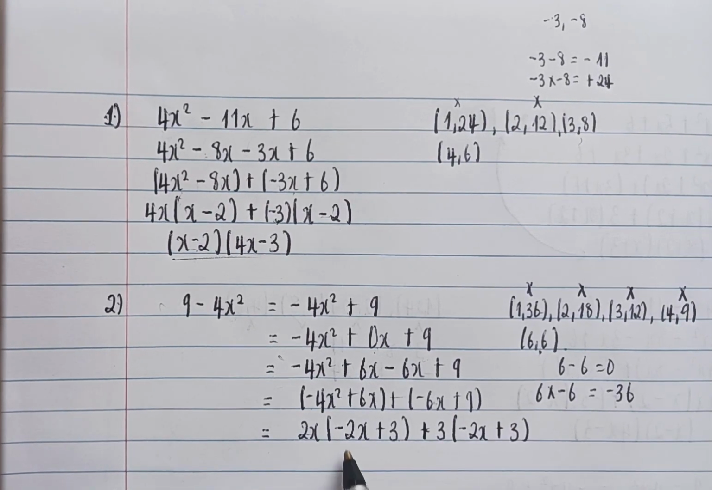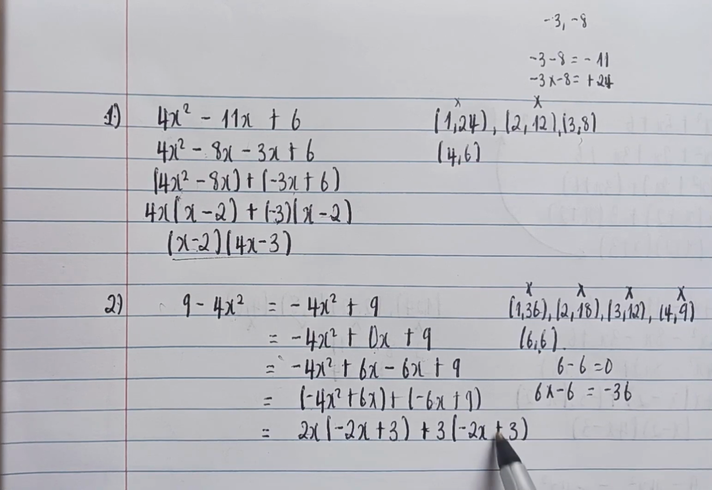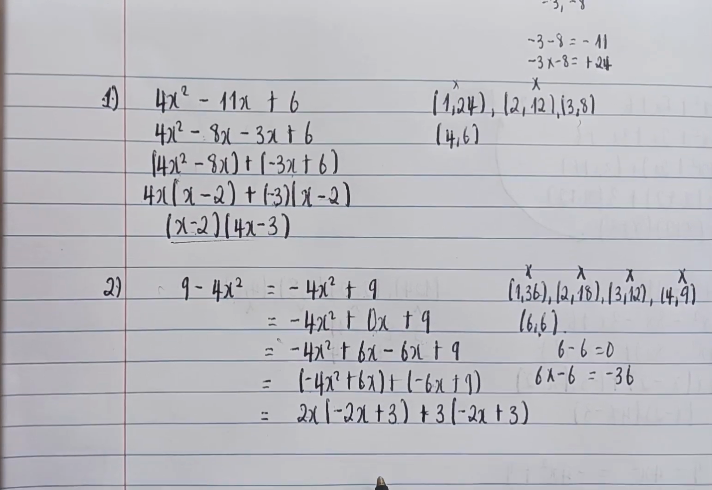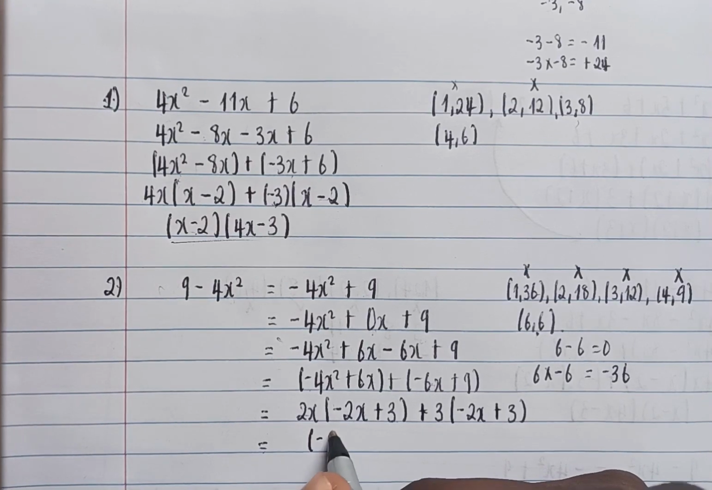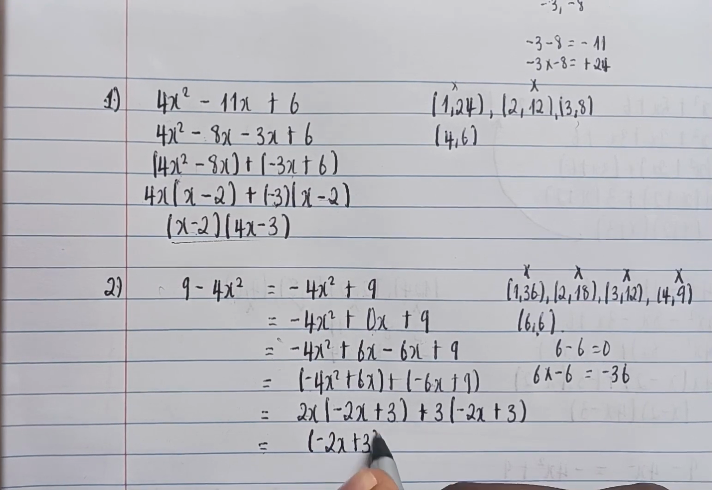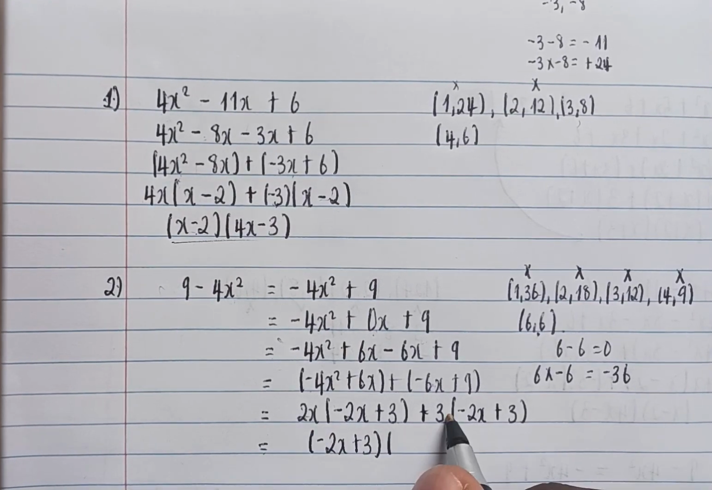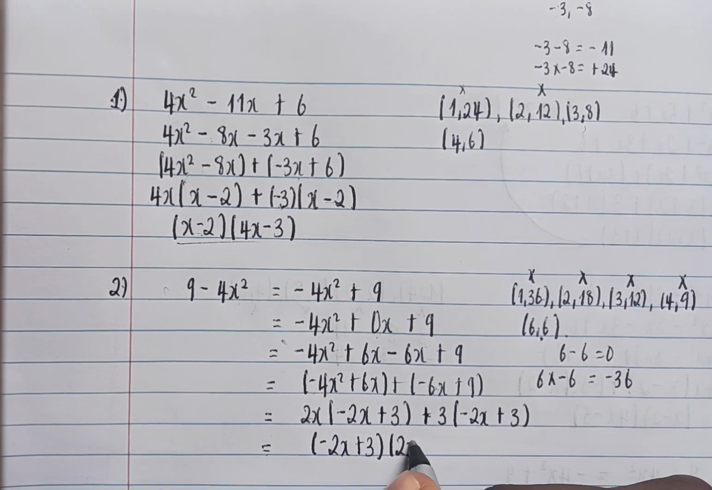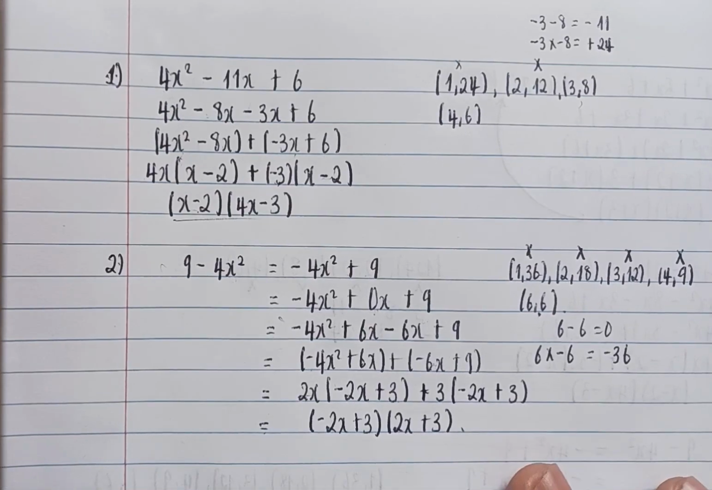And again, I see that I have common expressions in a bracket. So I can put that out. So I have now minus 2x plus 3, and I write the other expression. I have 2x plus 3. And this is my factorization.